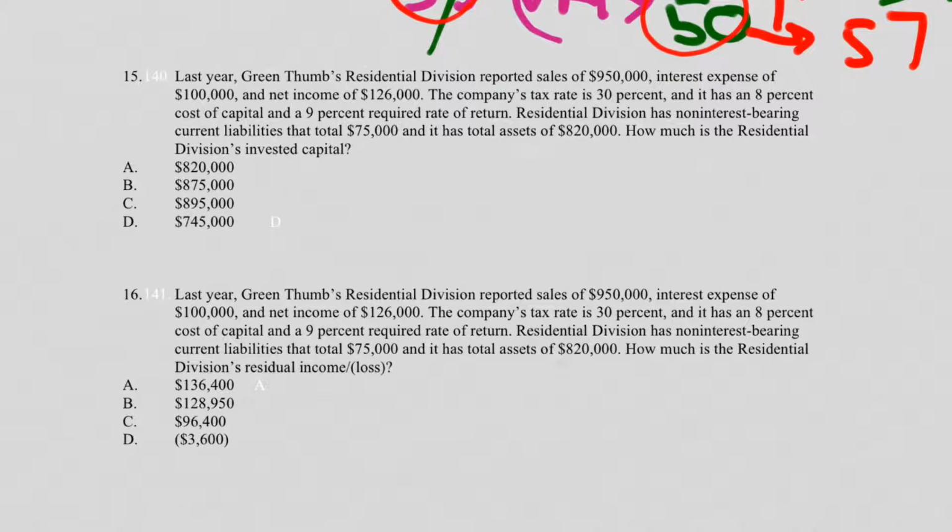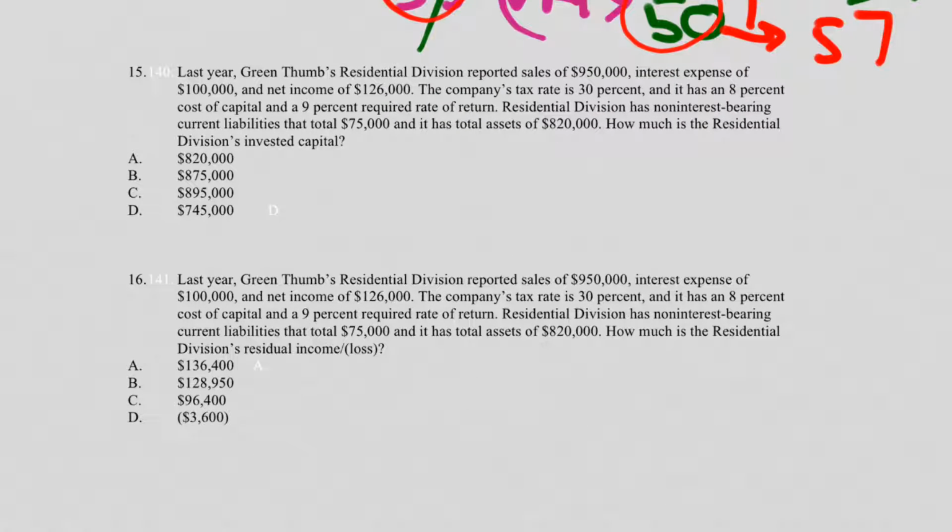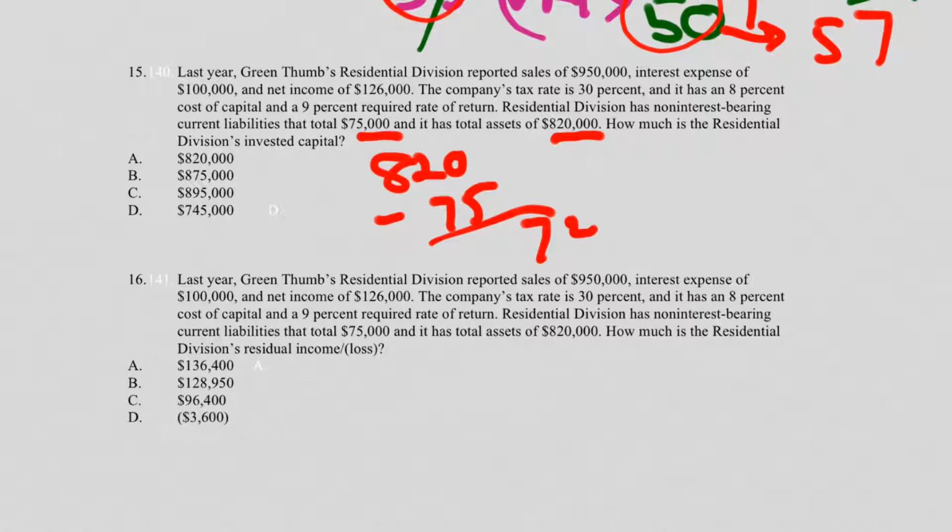We've got the following facts. What is the invested capital? Well, let's see what they tell us. In the problem, they tell us that total assets are 820 and current liabilities are 75, so simply take 820 minus 75. You get 745, and that's the right answer, D. That's what the math would show you.